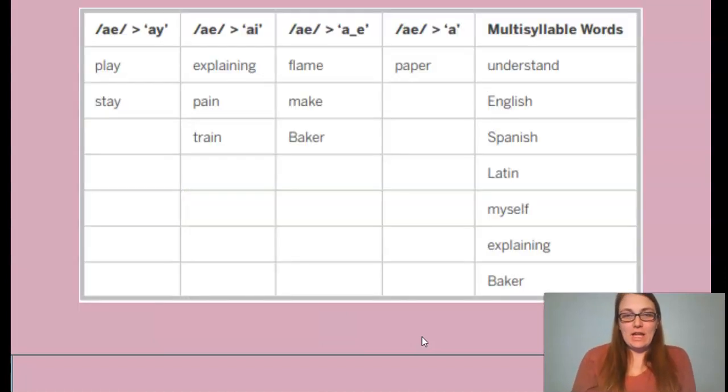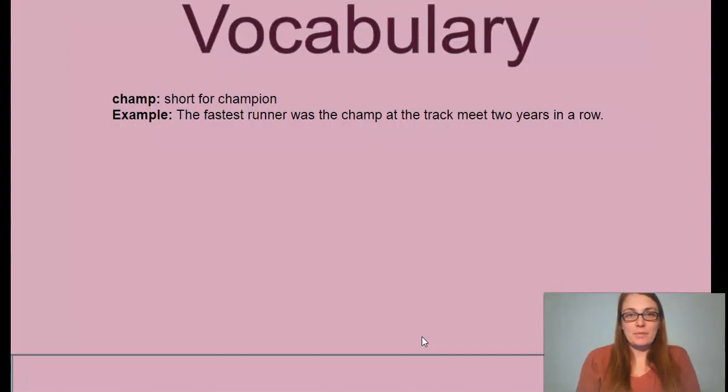Okay, our story for today. We are reading the final story in this section about the spelling bee. Some of the words we have. For the A sounds, AY, we have play and stay. AI, we have explaining, pain, and train. A space E, we have flame, make, and baker. This is with a capital B, is someone's name. And a single A, like in paper. Our multi-syllable words: understand, English, Spanish, Latin, myself, explaining, and baker. Okay, and our vocabulary word, champ, which is short for champion.